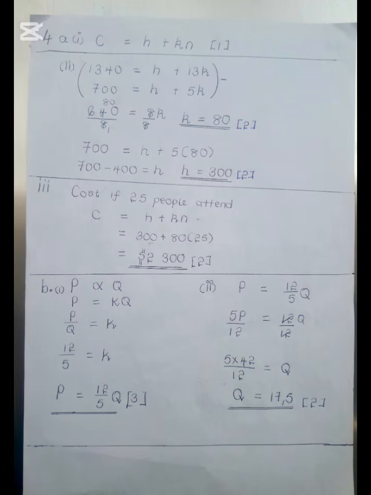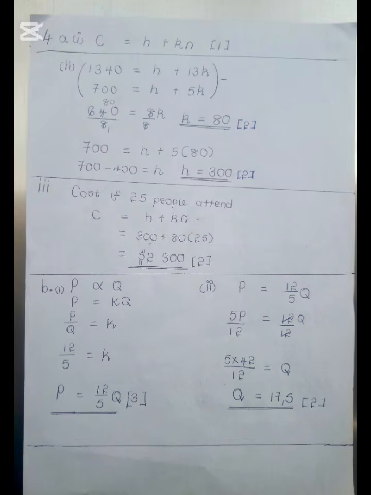And then we substitute 42 for P. 5 times 42 divided by 12, we get our Q is 17.5. So that was all about the variation that was in June 2025. We can now move to the final question in section A.